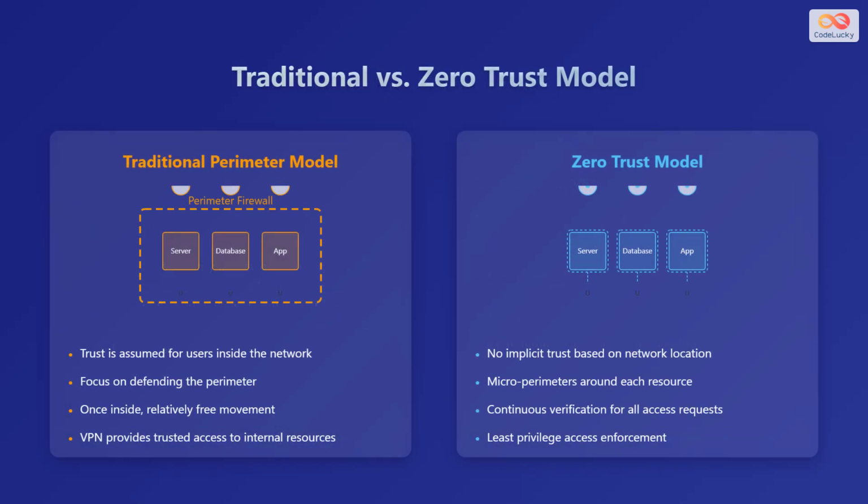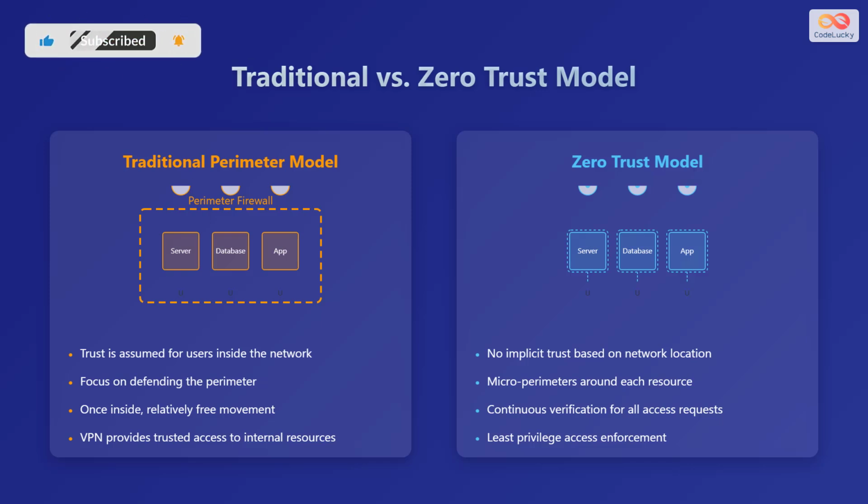Now, let's compare the traditional perimeter model with the zero trust model. In the traditional perimeter model, trust is assumed for users inside the network. The focus is on defending the perimeter. Once inside, users have relatively free movement within the network. Virtual private networks, or VPNs, provide trusted access to internal resources.